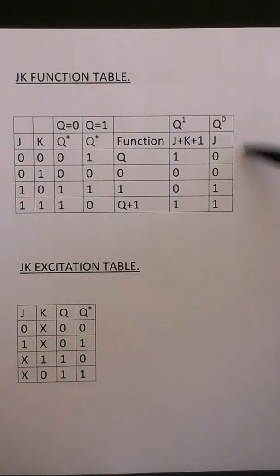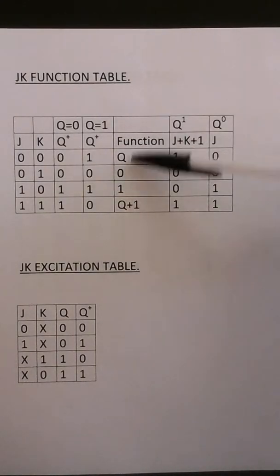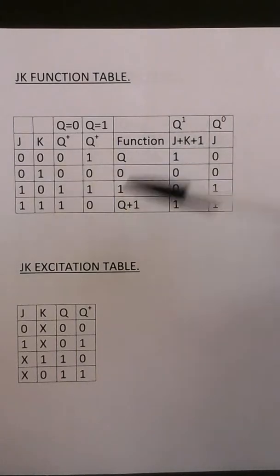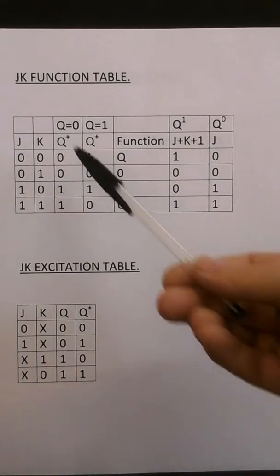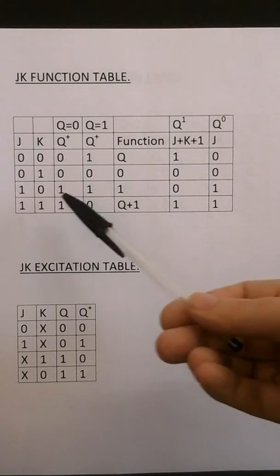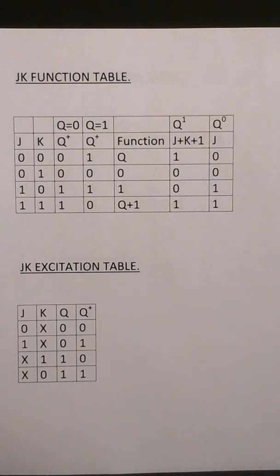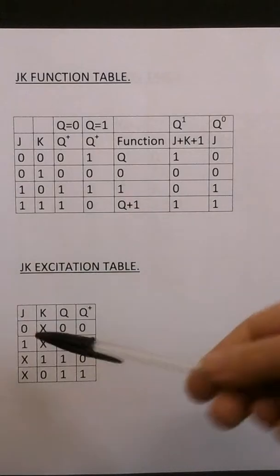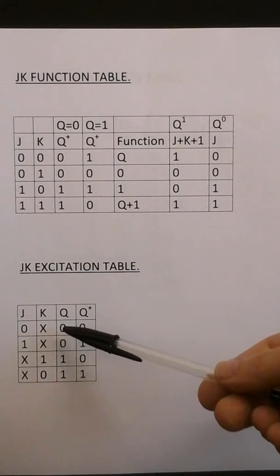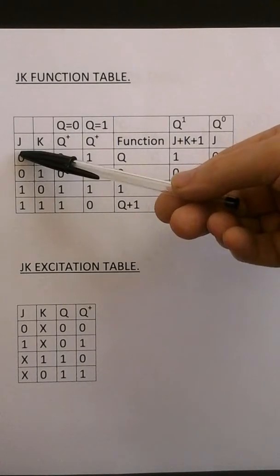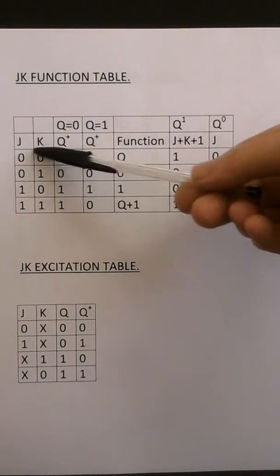So this is how you generate the function. You take the coefficients of q to the 0 and write the function there. Then from this function you work out the values of q plus for the various values of q. So for the excitation table here, I'm going to go from a q of 0 to a q plus of 0. So q is 0 and q plus is 0. J equals 0 there, but k can equal any value.